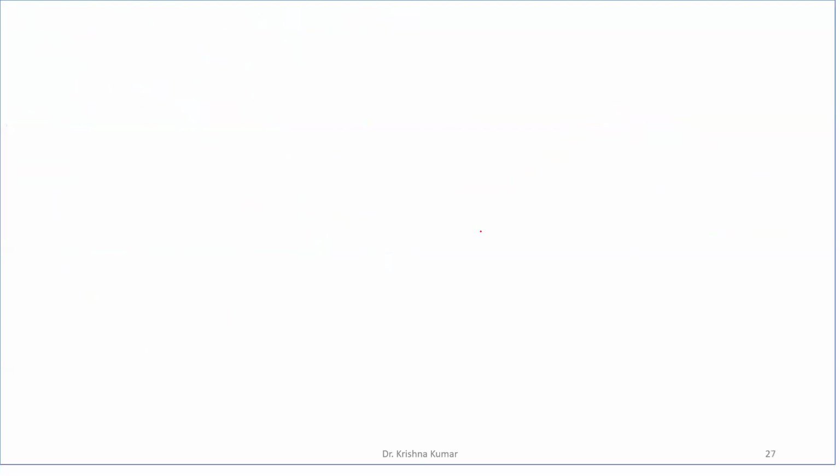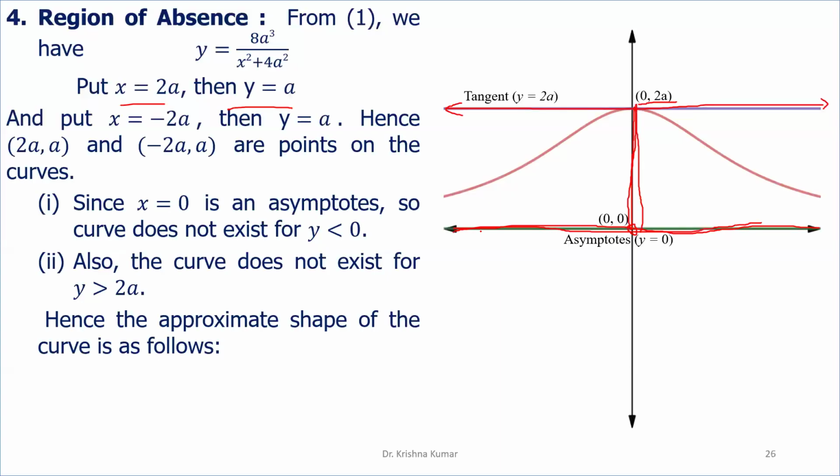So definitely the curve lies between y equal to 0 and y equal to 2a. There is no part for which y is greater than 2a, because this is a tangent. If it were greater, the curve would cut the tangent at that line, so that would not be a tangent. Similarly, this is an asymptote, so the curve will not intersect it, and the value of y should not be less than 0.